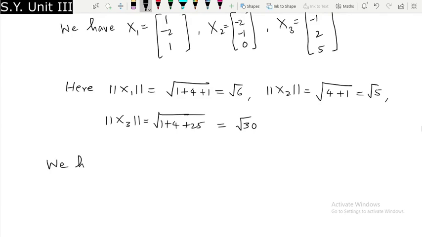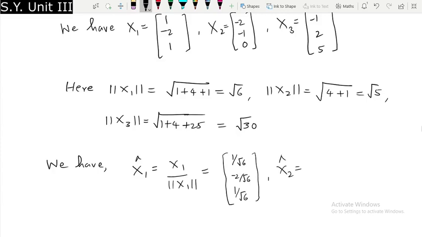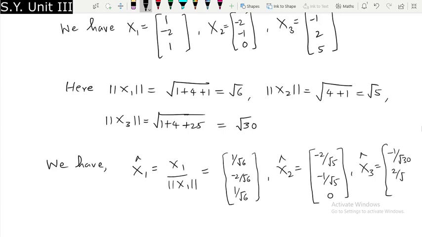Okay, so I will say we have my x1 cap, that is a unit vector corresponding to x1. x1 cap will be equal to what? x1 upon norm of x1, and that will be equal to 1 upon root 6, minus 2 upon root 6, and the next one is 1 upon root 6. Then your x2 cap over here, in this case it is root 5, so minus 2 upon root 5, minus 1 upon root 5, and this is going to be 0, which is well and good. What about my x3 cap? Our x3 cap is going to be minus 1 upon root 30, 2 upon root 30, and 5 upon root 30.